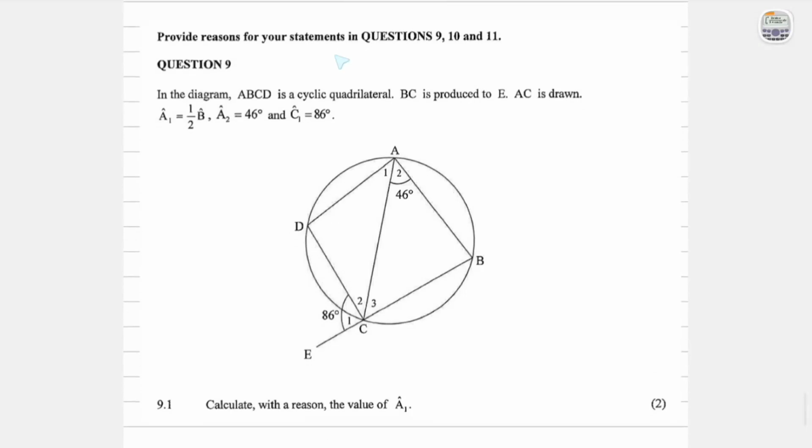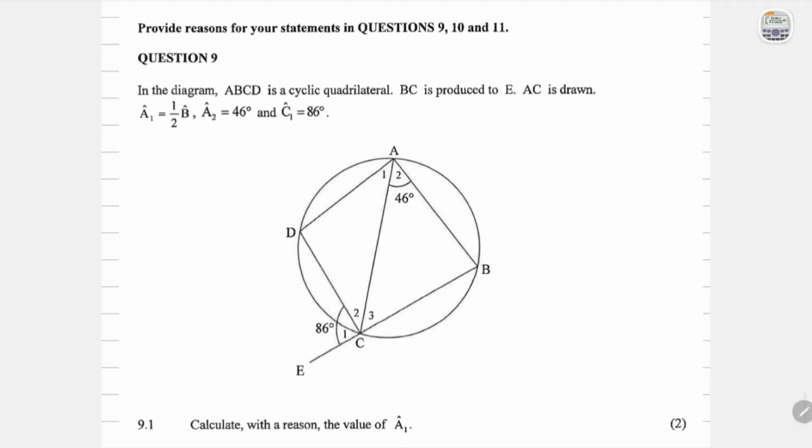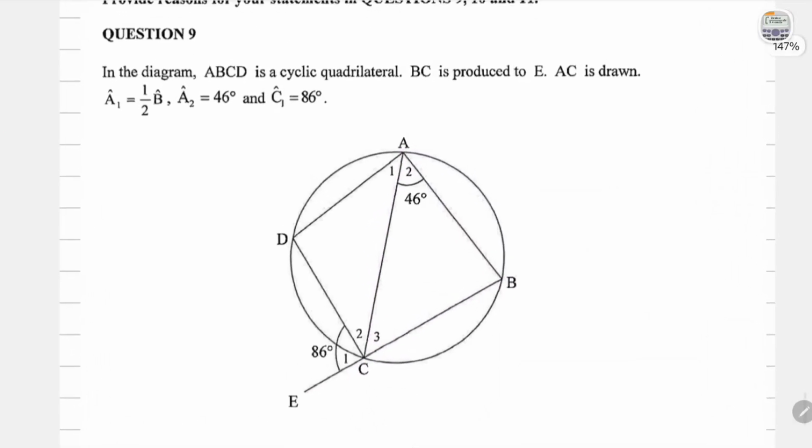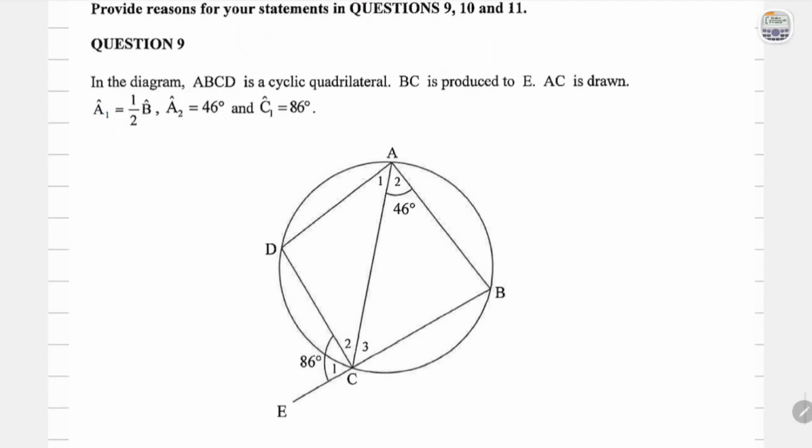Question 9, and they already make a statement. Provide reasons for your statements in questions 9, 10, and 11. Question 9 says, in the diagram, ABCD is a cyclic quad. BC is produced to E, AC is drawn, and then they start telling us these, which is going to be important. Angle A1 is equal to a half of angle B. Okay, so whatever angle A1 is, it's half the size of angle B. Okay, so this will be the bigger angle, and that's the smaller one.